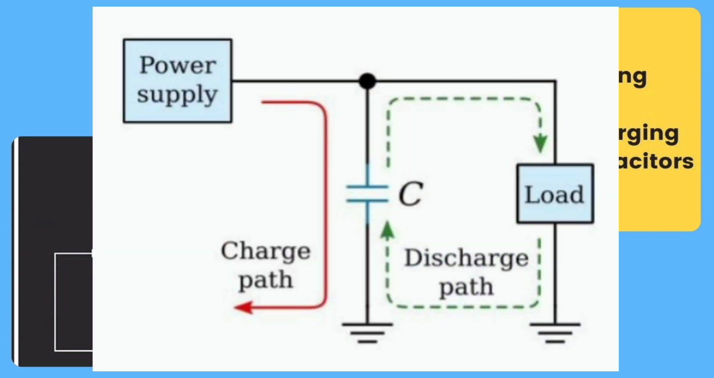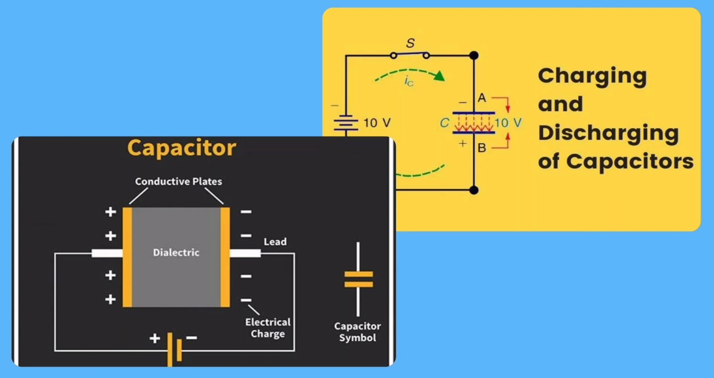When the voltage source is removed or a load is connected, the capacitor releases the stored energy. This process is called discharging. So, a capacitor mainly works through two processes, charging and discharging.